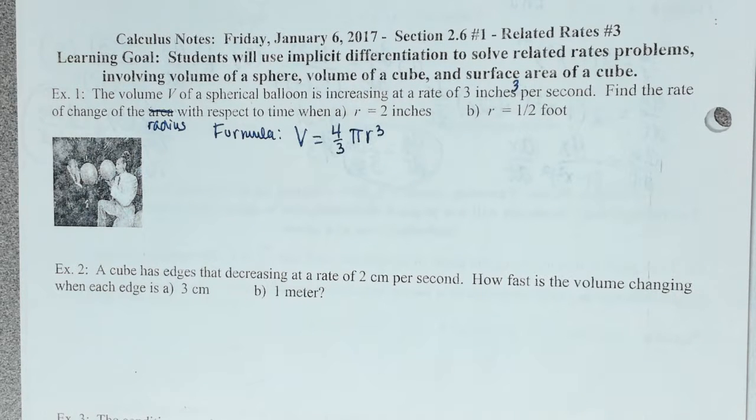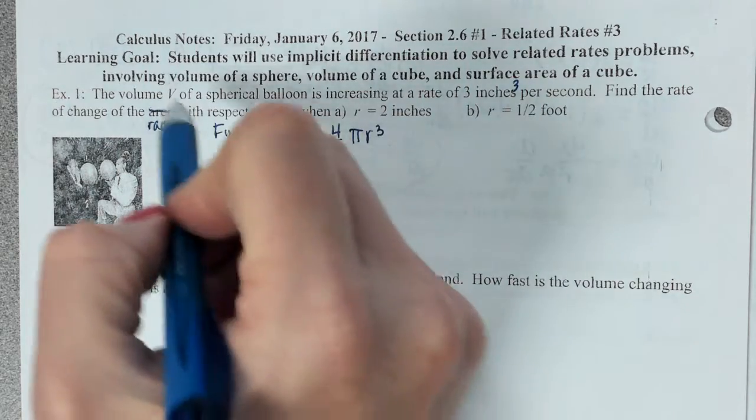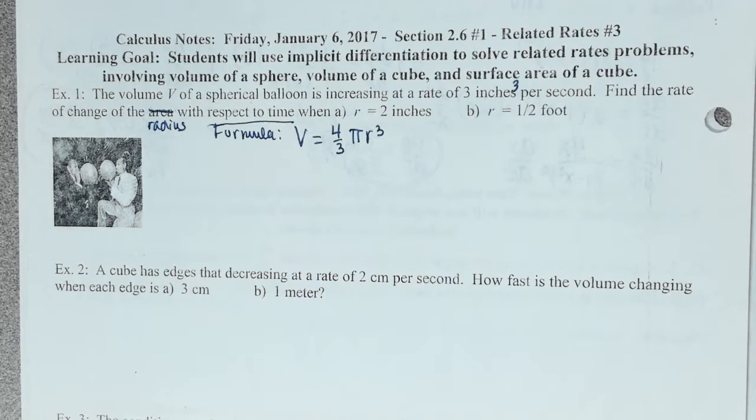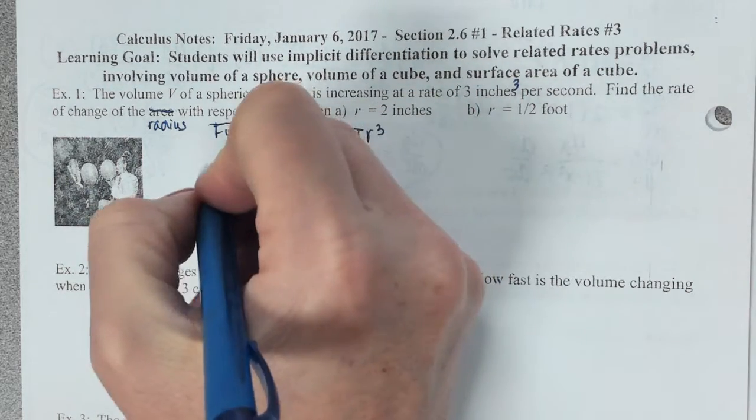After we have the formula, now we have to take the derivative. A lot of you get confused about whether you're taking the derivative with respect to x or with respect to t. Those are the only 2 things we take the derivative with respect to. So this says right here, with respect to time. So what are we taking the derivative with respect to? T. So here's our derivative.